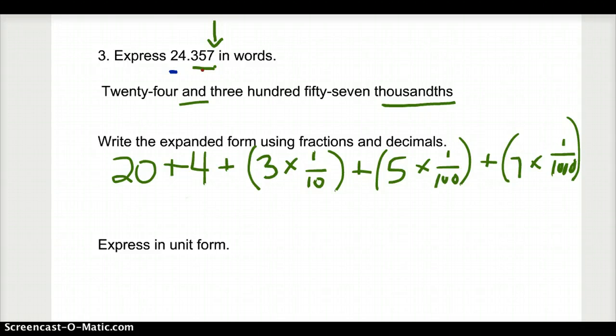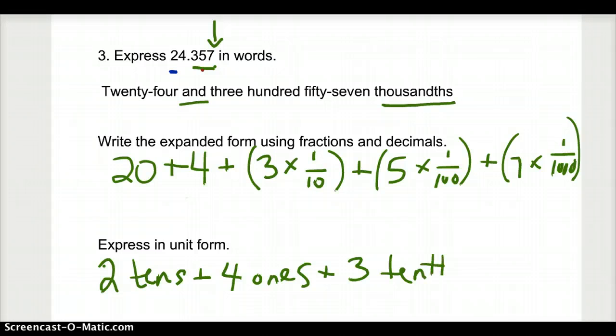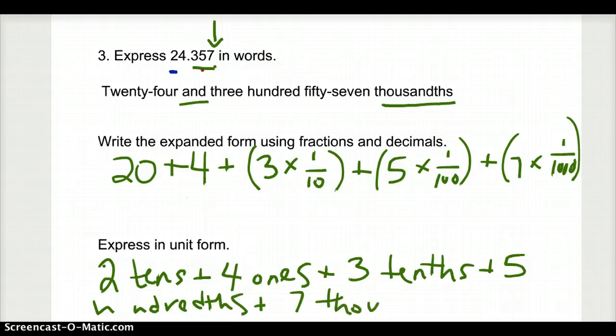And then lastly in unit form, and we're just talking about our numbers in the place value names. So how many in the tens column do I have? I have 2 tens plus 4 ones plus 3 tenths plus how many in the hundredths? 5 hundredths, I'm going to wrap around, and lastly plus 7 thousandths.